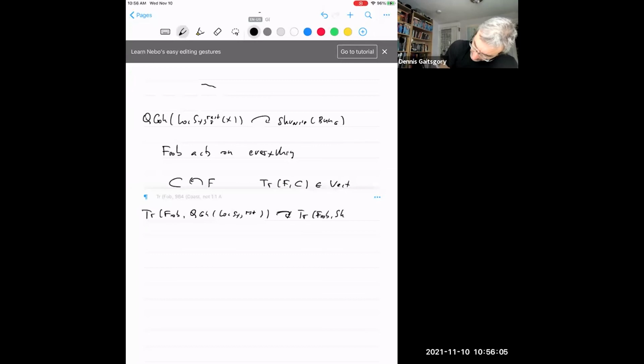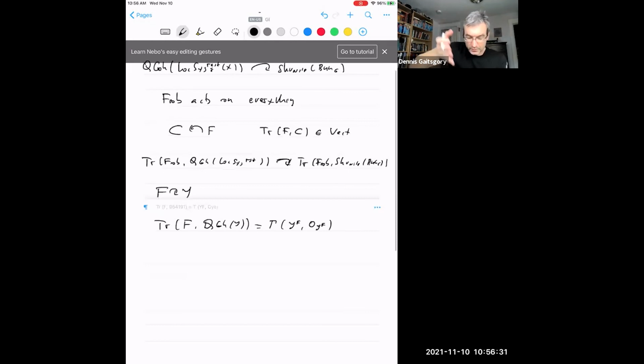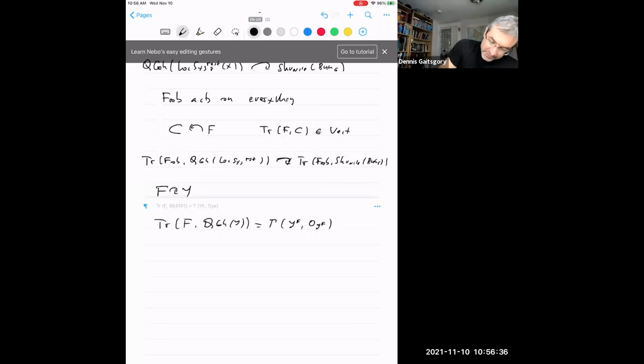Now here comes a general observation: if you have a stack with an endomorphism, and you take the trace of the induced endomorphism of the category of quasi-coherent sheaves, what you get is the algebra of functions on the stack of fixed points. But as we just said, the fixed points on Loc-sys restricted is exactly what we defined as Loc-sys arithmetic. So the left-hand side is exactly the algebra that was in Lafforgue's theorem.